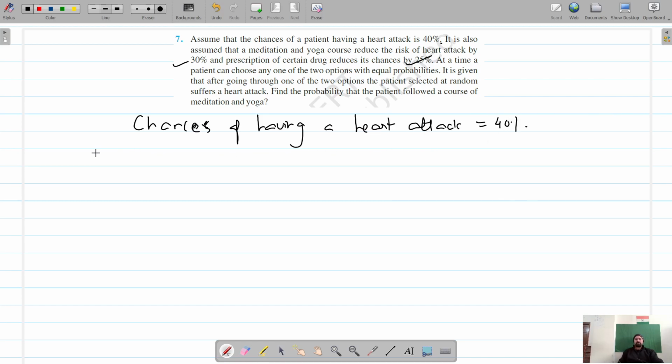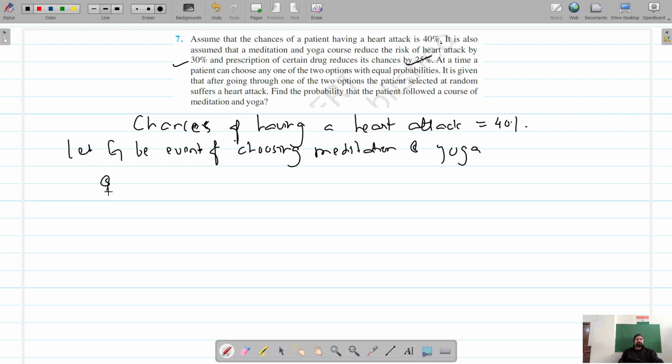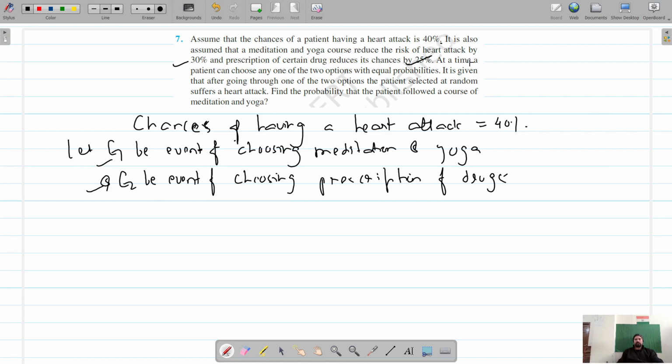Let's say E1 be reducing heart attack by choosing meditation and yoga, and E2 being choosing prescription of drugs. And it's also said that these two options are with equal probabilities.